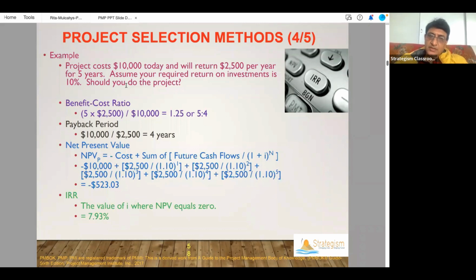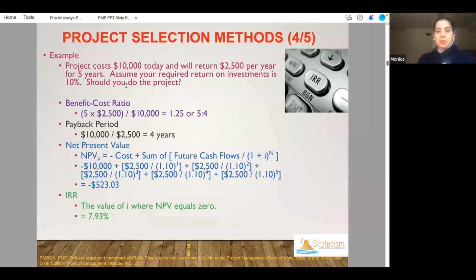See, benefit cost is simple, right? You have 5 years. Each year you're getting 2,500. That is 12,500. You invested 10,000, so 1.25. There is some benefit, 25%. Payback: I invested 10,000. Each year I get 2,500. I get it back in 4 years. 4 years looks good. Benefit 1.25, 25%, looks good. But the problem is that net present value is negative.